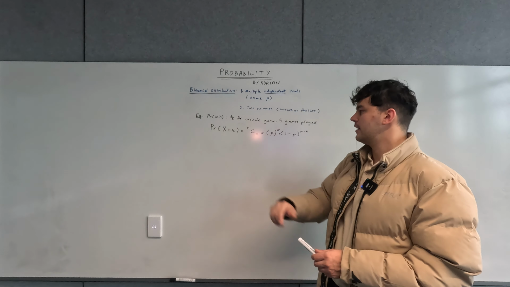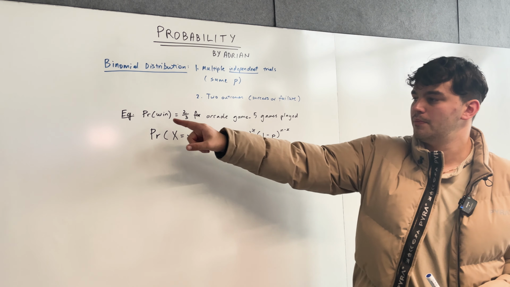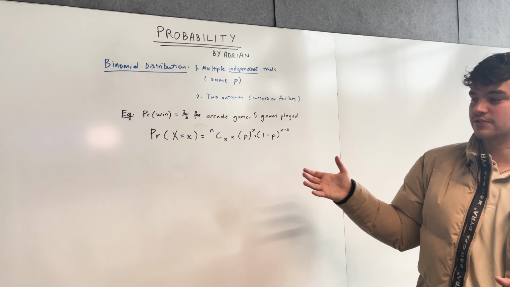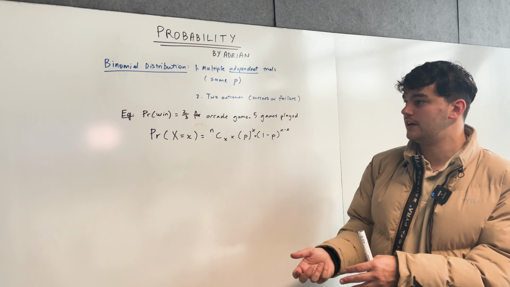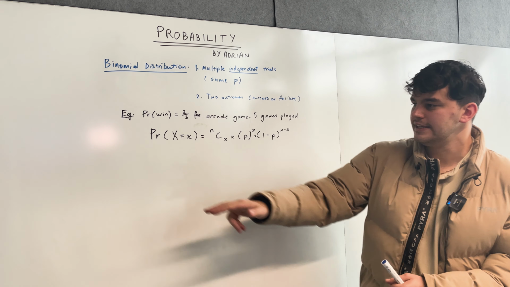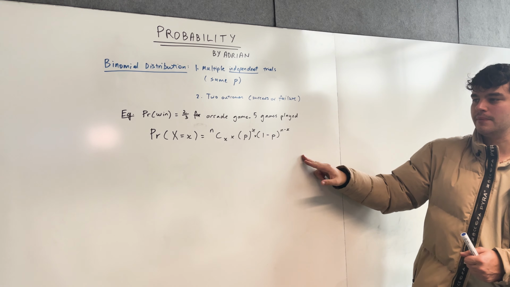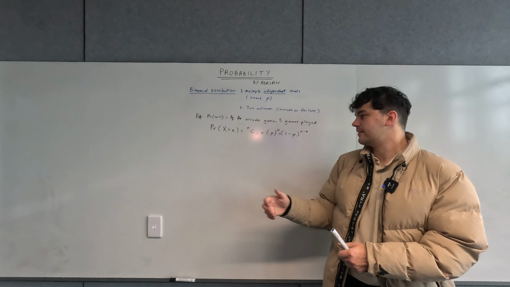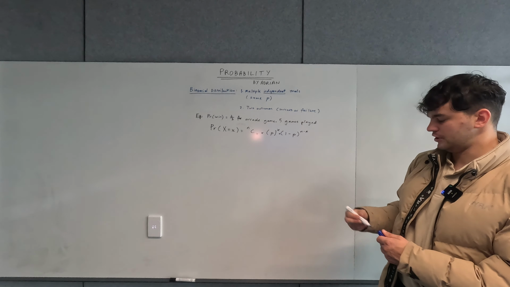We have an example where if we play an arcade game, the probability of winning is 2/3. So this is a really clear win-loss, success-failure situation. And 5 games are played. So here's the binomial distribution formula. It looks kind of messy, but I'm just going to break down what each of these variables actually mean.